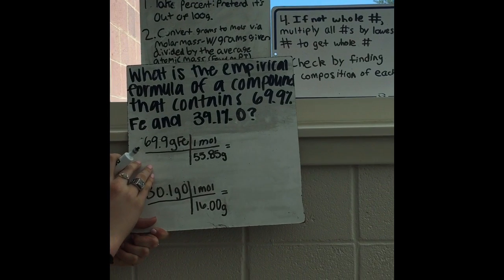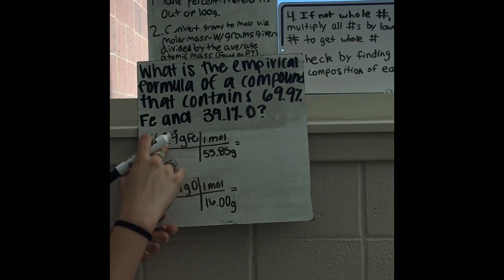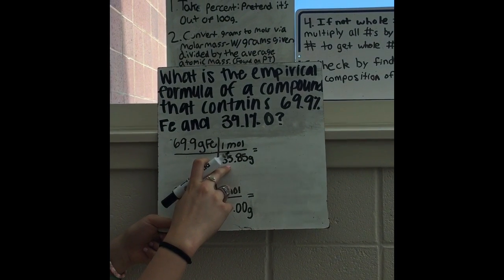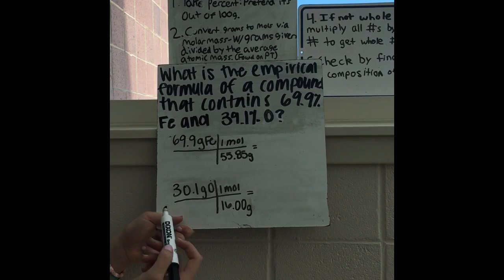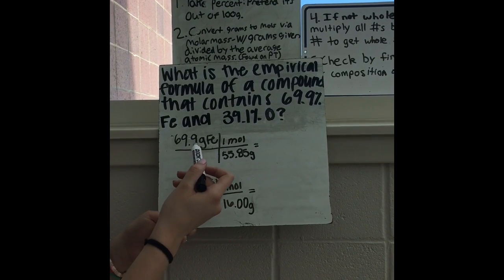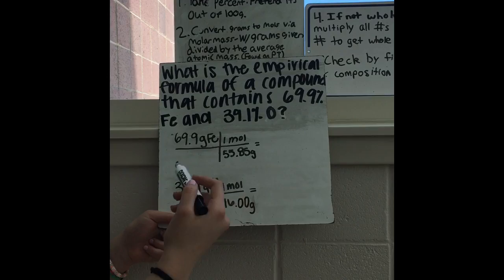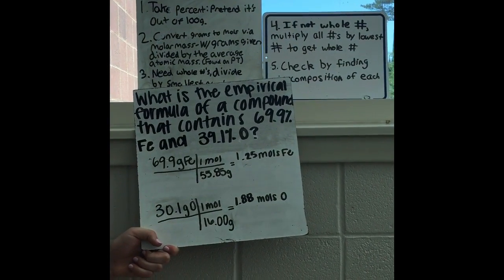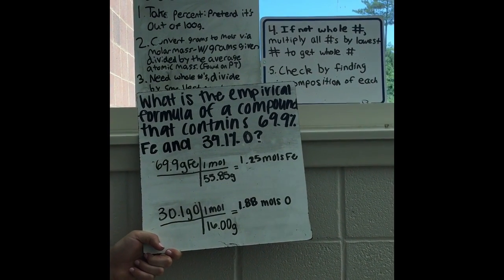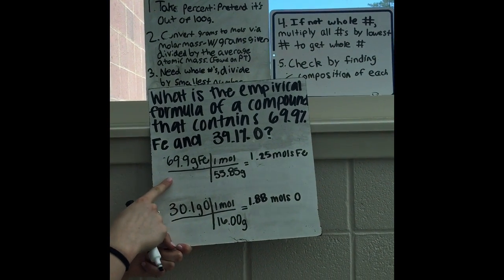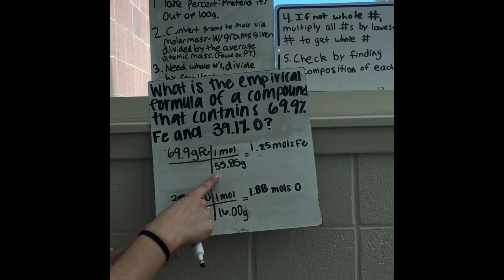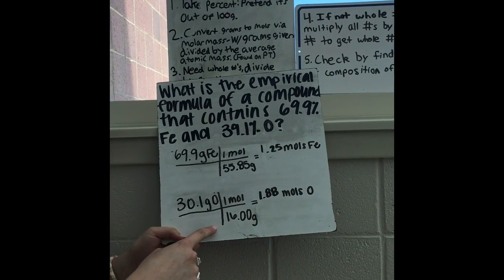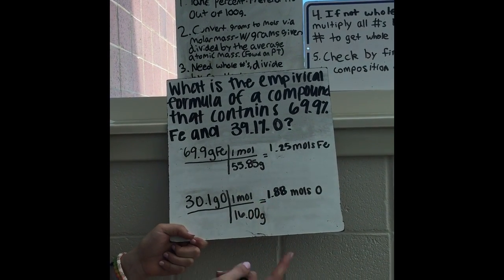For the second step, you want to convert grams to moles via molar mass. So each substance has 1 mole, and you multiply that by the grams that's given, and then you divide it by the mass number that is given to you by the periodic table. So iron is 69.9 divided by 55.85, and oxygen is 30.1 divided by 16. You divide 69.9 by 55.85, and you get 1.25 moles of iron. Then you do 30.1 grams divided by 16 grams, and you get 1.88 moles.